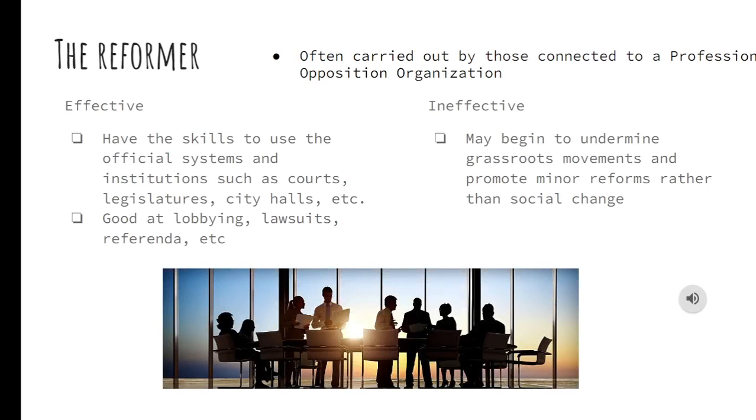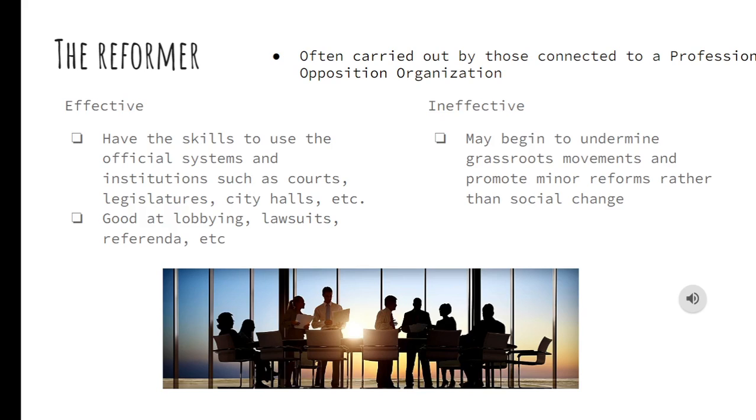The next role we look at is the reformer. Often, this role is carried out by those connected to a professional opposition organization, for example, the Sierra Club, founded in 1960 to protect our wilderness, parks, and the environment. People in this role have the skills to use the official systems and institutions, such as courts, legislatures, city halls, etc., to pass policies and laws with the values and ideals that the movement supports.